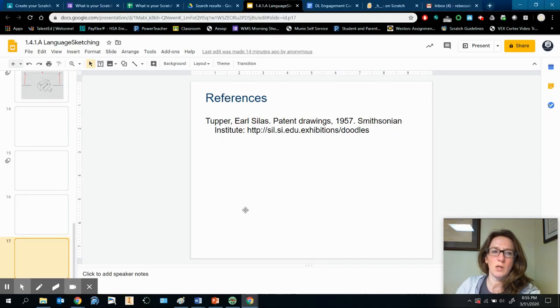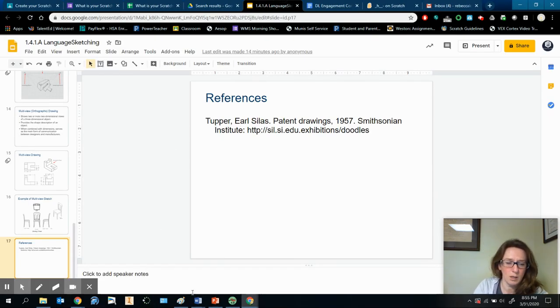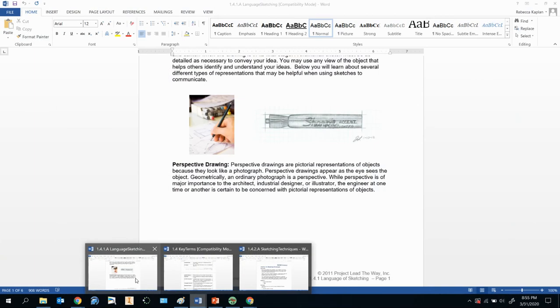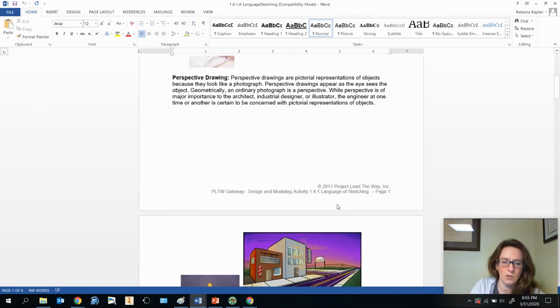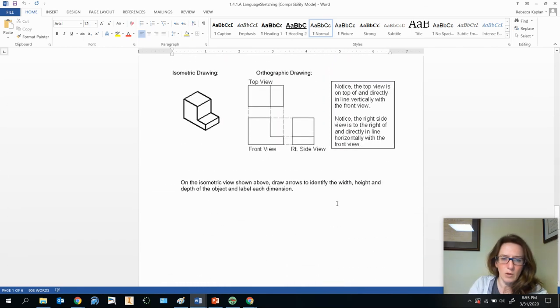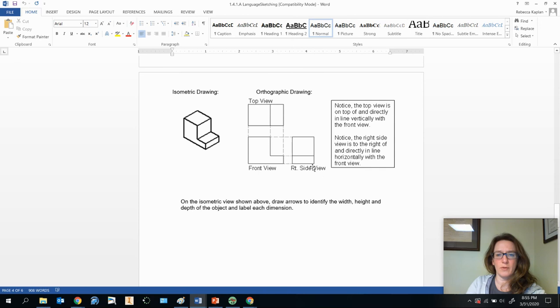Now what you're going to do is you're going to go back to your language of sketching document, and you're going to go to the last 2 pages. So right here, the last 2 pages, you're going to do isometric drawings. It's on the isometric view shown above. Draw arrows to identify width, height, and depth of the object and label each dimension. Okay, so where's the width, where's the depth, where's the height? Go back through the PowerPoint if you need to.